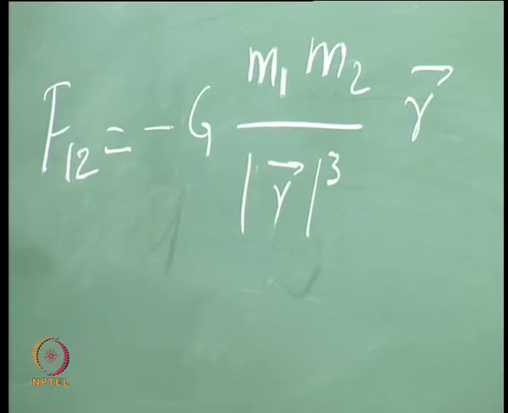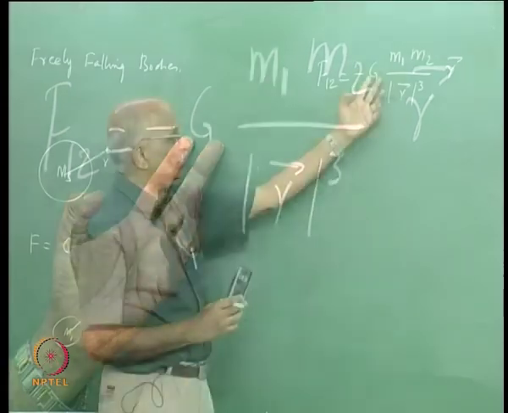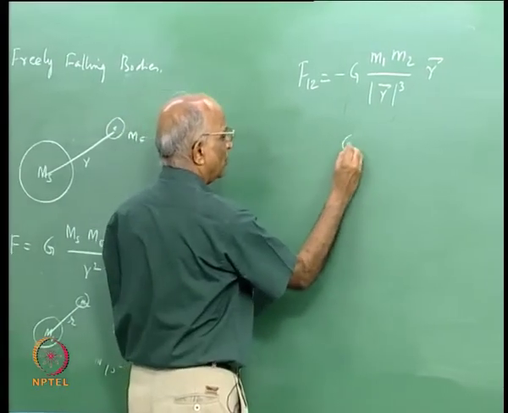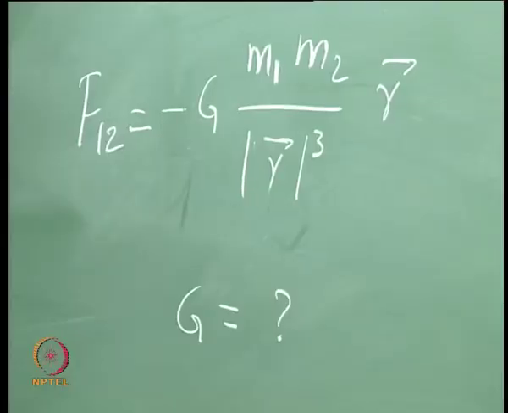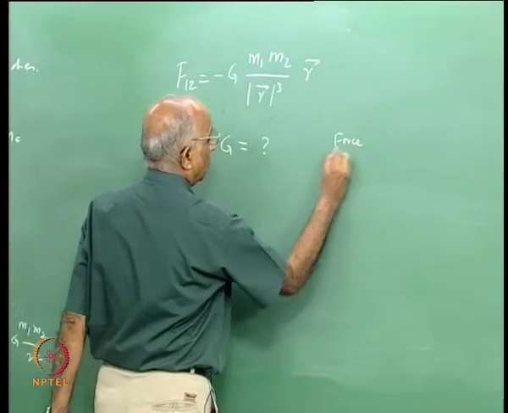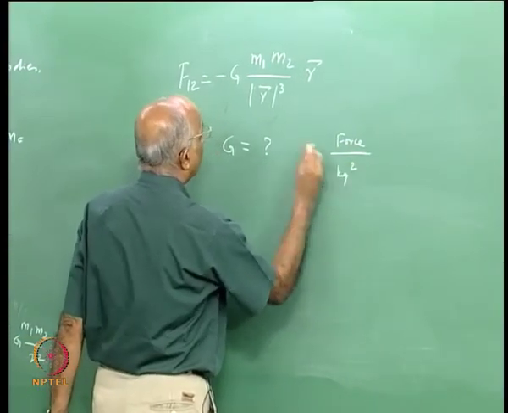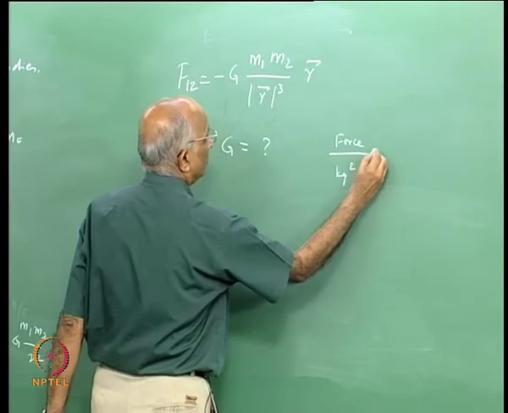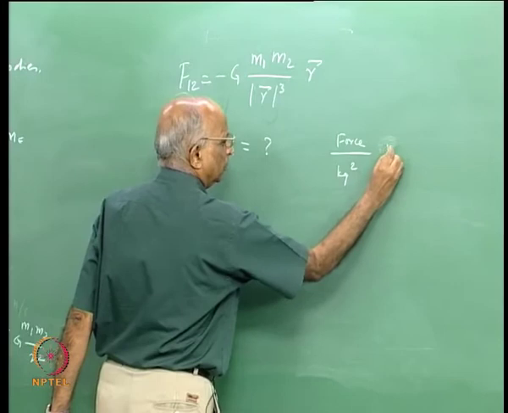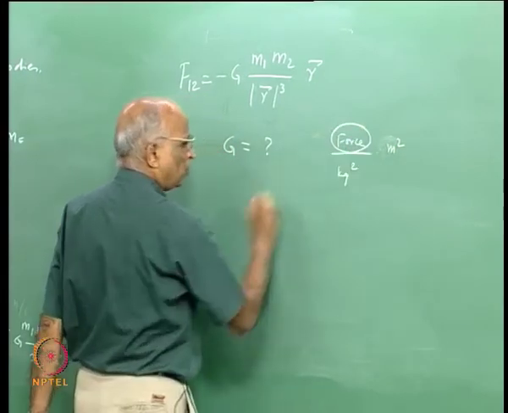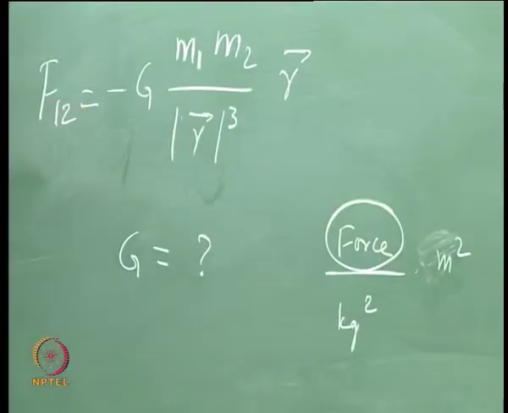This is the universal law for gravitation, G is the gravitational constant, and therefore the unit for G should be what? It should have the units of force divided by kilogram square multiplied by radius square, or meter square. What is the unit for force then? We should be clear about it. What did we tell ourselves there?